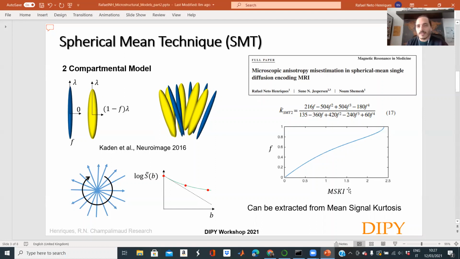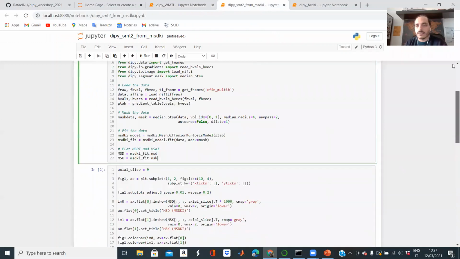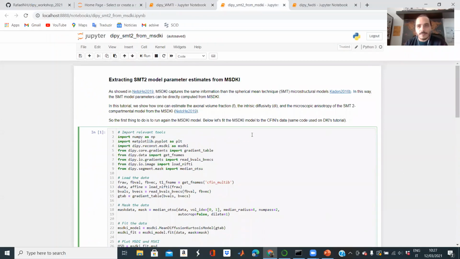So basically what we did in Dipy is allow the extraction of the spherical mean technique parameters directly from the fit of the mean signal DKI model. So I will show this here in the code. Okay, this is the second tutorial. So basically, you have to run code similar to what I presented yesterday for the mean signal DKI tutorial.